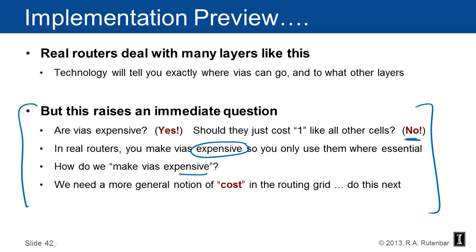And that raises a question: what does it mean to make vias expensive? Because so far, the only thing we've seen is every time I use a square on the routing grid, it costs one. And we sort of said that that was like the length. We even referred to that as the path length, so that when we hit a cell with, say, a 7 or an 8, what that said was that there were 8 cells on the path. That's a great place to start. That's a great place to learn how the core ideas of maze routing work, but it's not the way real maze routers work. We need next a more general notion of the cost of resources in the routing grid. And so let's go do that next.